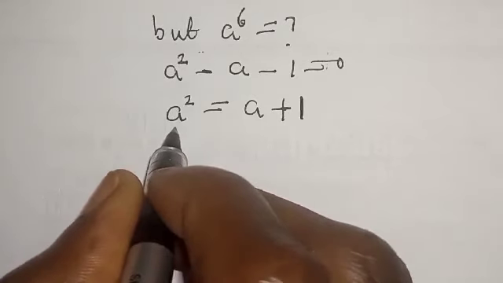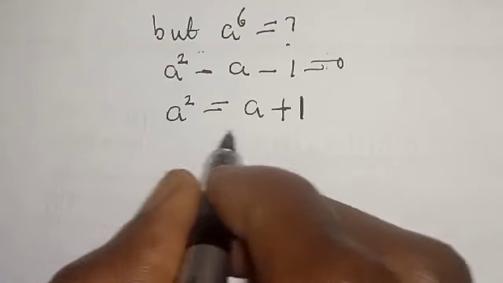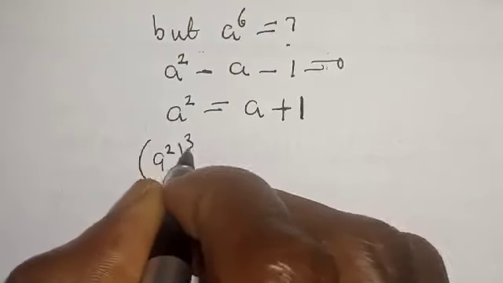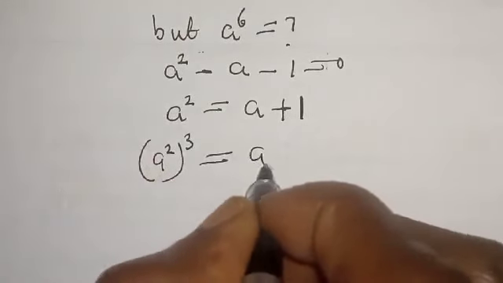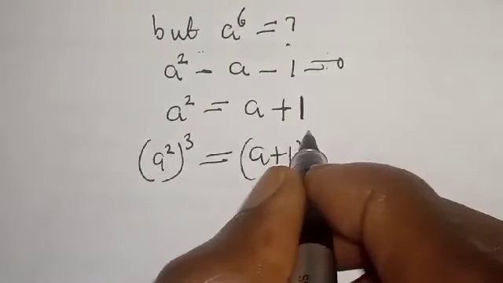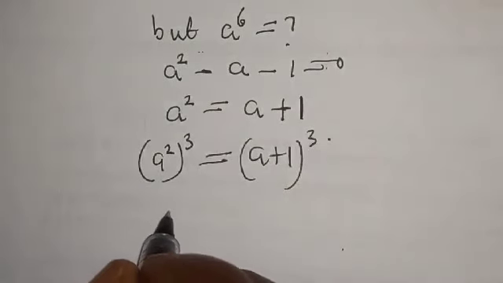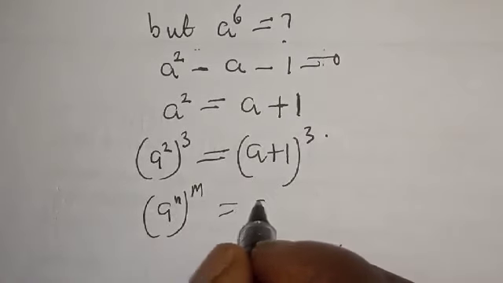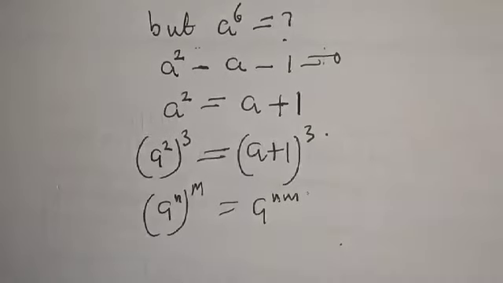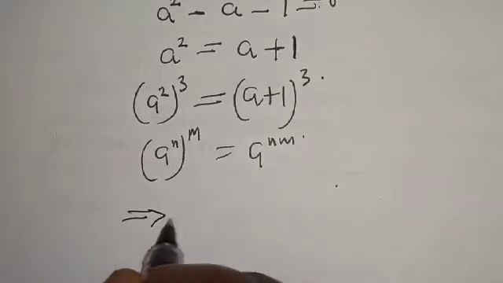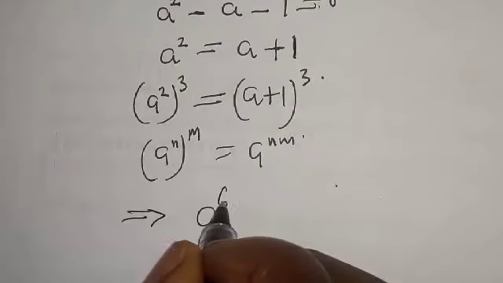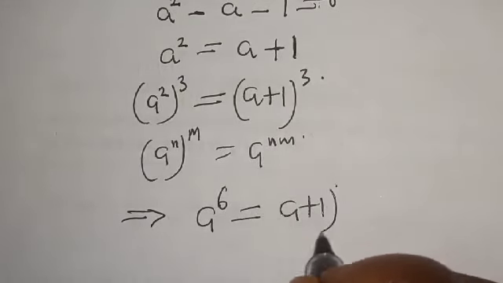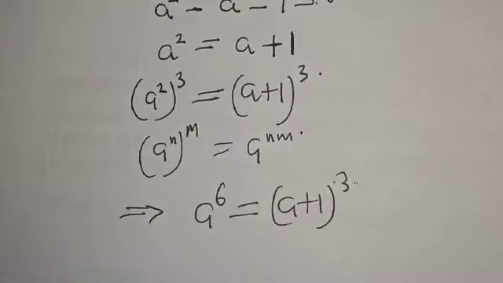Let's take the cube of both sides. We have a squared raised to the power 3 equal to a plus 1 raised to the power 3. But we know that a raised to the power n raised to the power m is the same thing as a raised to the power nm. Then this implies that we have a raised to the power 6 equal to a plus 1 raised to the power 3.